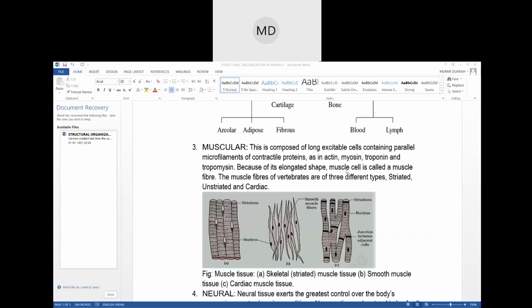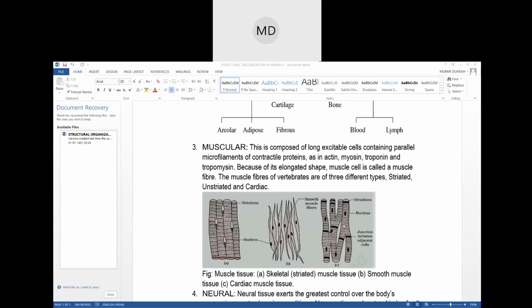And see, muscle cell is not generally said. It is known as a muscle fiber. Why fiber? Since it is long, you can see here, long. Since these cells are long, that is why it is known as muscle fiber instead of muscle cell. And then for muscle cells or muscle fibers, there are three types. One is striated, this is the striated, this is smooth, and this is cardiac.